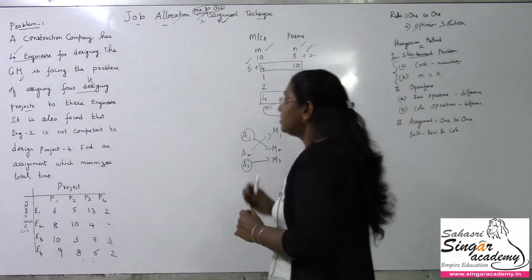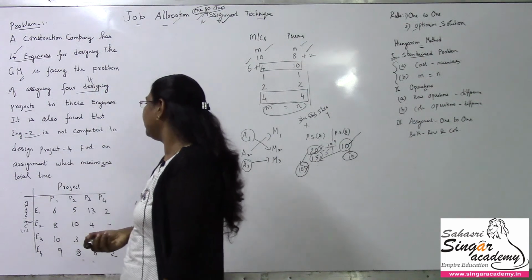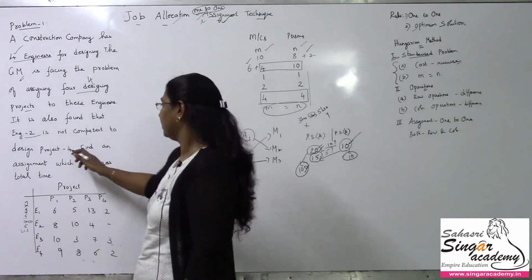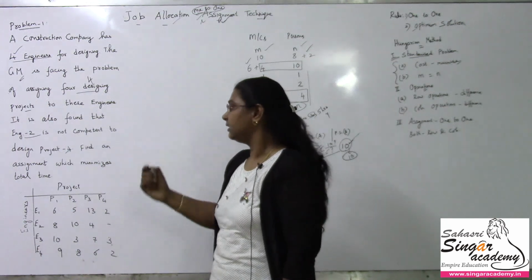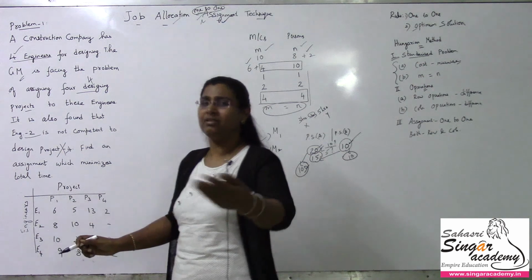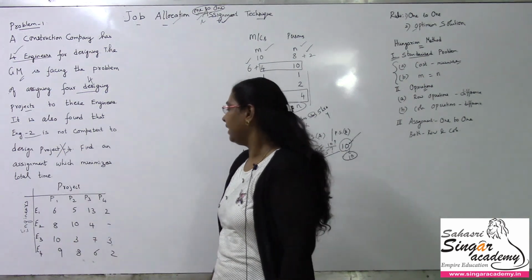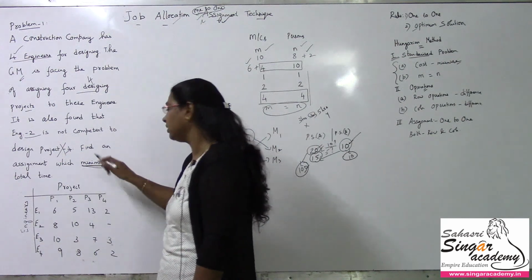Okay. It is also found that engineer 2 is not competent to design project 4. That is, 4 engineers, 4 projects, and engineer 2 will not do project 4. Assign, find an assignment which minimizes the total time. See, this is the very important word.